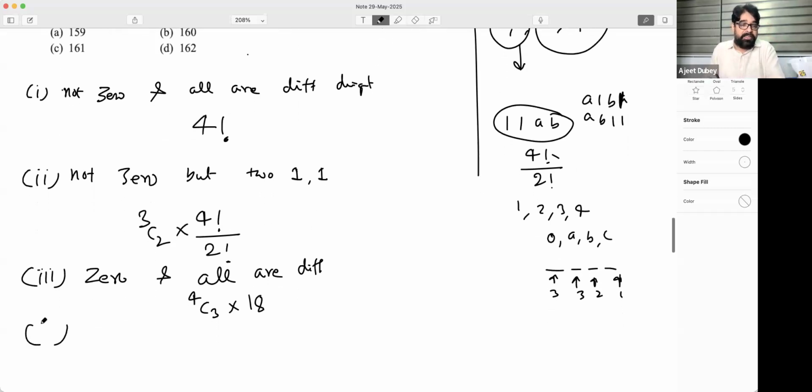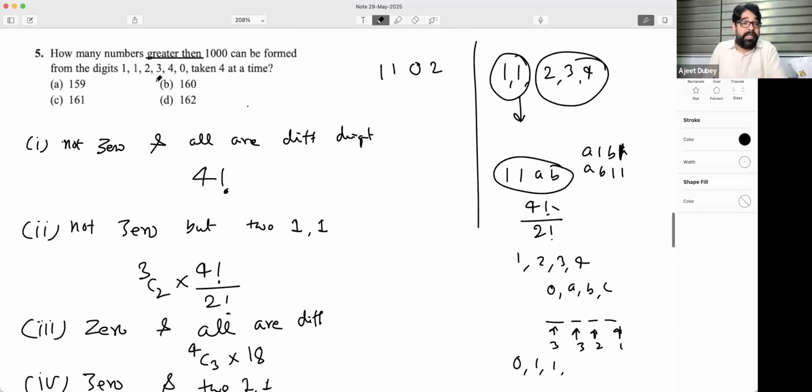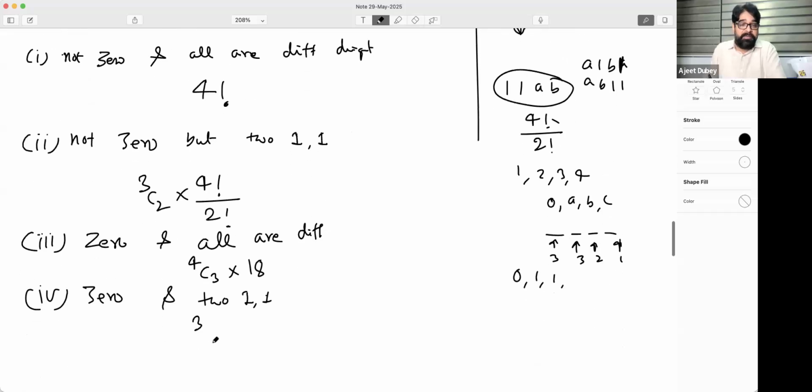And the last case, 0 is there and 2, 1 is there. So 0 is there, 2, 1 is there, so only one more number is needed. From where will I take it? I will take it from 2, 3, 4. That will be 3C1. Now think: 0, 1, 1 and one more number A is there. How many ways can we arrange? This first place cannot be 0. Think carefully. 0 cannot come here. So this place I can fill in how many ways? Either 3.